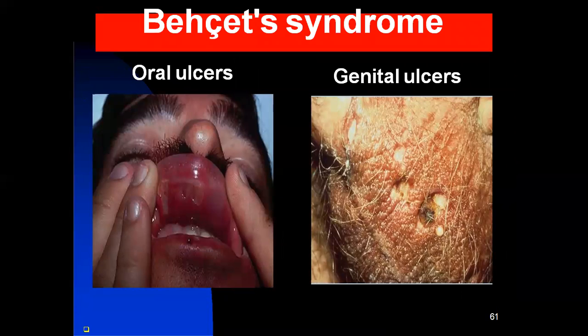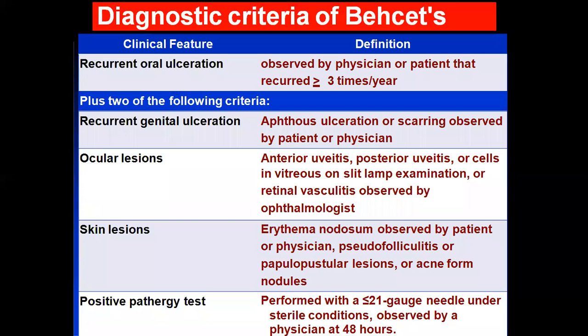Now we have Behcet syndrome, which is usually associated with oral ulcers and genital ulcers. The diagnostic criteria for Behcet: recurrent oral ulceration, observed by physician or patient, that recurred more than 3 times a year, plus two of the following criteria: recurrent genital ulceration, ocular lesions, skin lesions, and positive pathergy test.